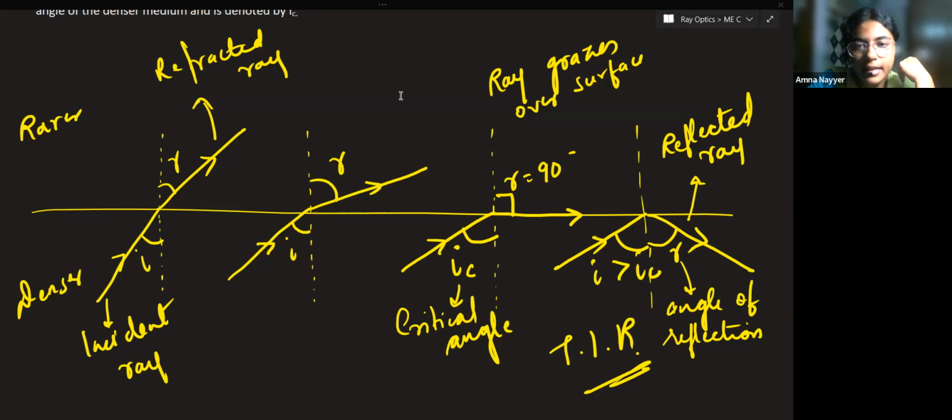Okay, light travels from denser to rarer medium. Angle of incidence is higher or greater than the critical angle. Perfect, Josefa. Very good. Hiba, what is critical angle? Hiba, what was critical angle?